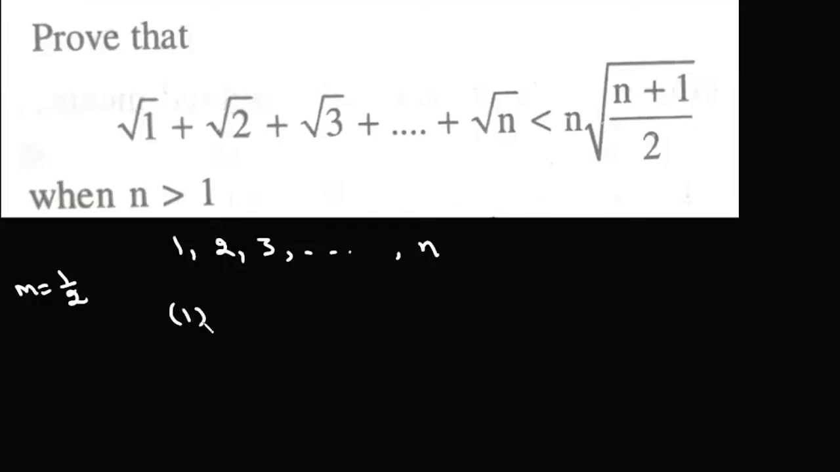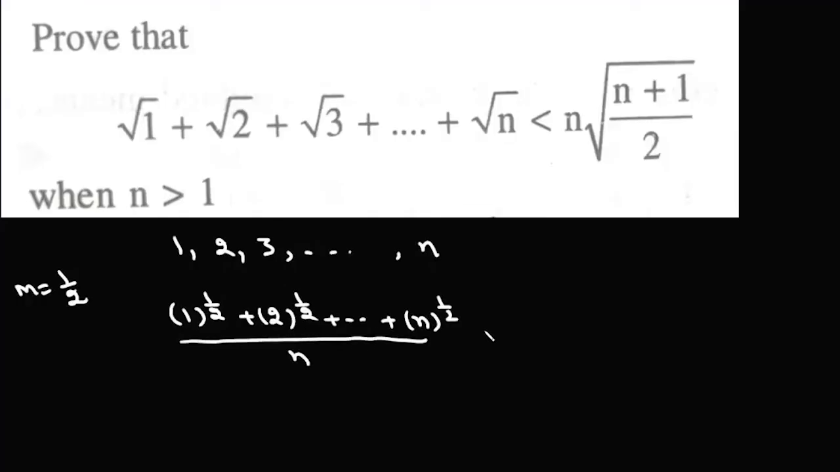So we can write (1 to the power 1 by 2 plus 2 to the power 1 by 2 up to n to the power 1 by 2) whole divided by n will be less than. And here we are using this strict inequality because all these numbers are distinct, they cannot be equal. So it will be less than square root of their arithmetic mean, which is (1 plus 2 plus 3 up to n) whole divided by n, to the power 1 by 2.